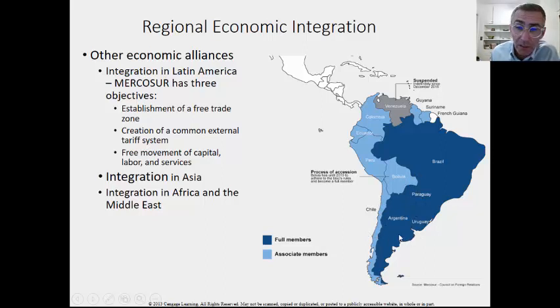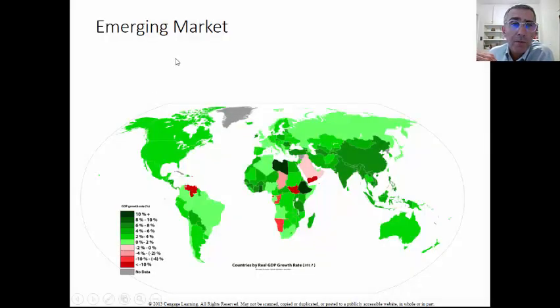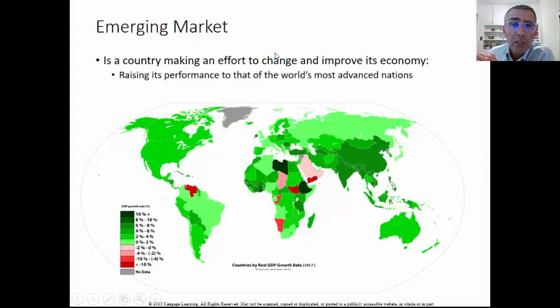Argentina currently, as I just showed you with the Big Mac index, is struggling, right? The Chilean economy has been doing really exceptionally well for years. And so it's kind of on standby, looking at this, going like, yeah, I'll trade with you guys, but we'll see what happens. So the establishment of a free trade zone, creation of a common external tariff system, free movement of capital, right? There's, of course, integration in Asia and integration in Africa and the Middle East as other types of trade blocs. So these are emerging markets right there.